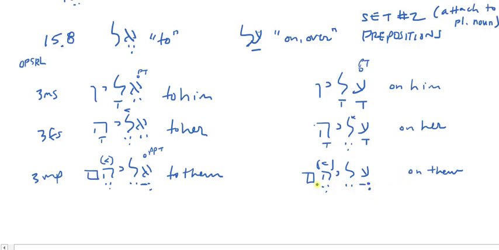Okay? So you're going to see yods throughout these forms. That doesn't mean that the preposition is plural, because prepositions don't have plurality, right? The concept of to-ness or on-ness has nothing to do with any inherent singular or plural characteristic. These prepositions just happen to take the set 2 pronouns. All right, so that's the lesson for chapter 15.